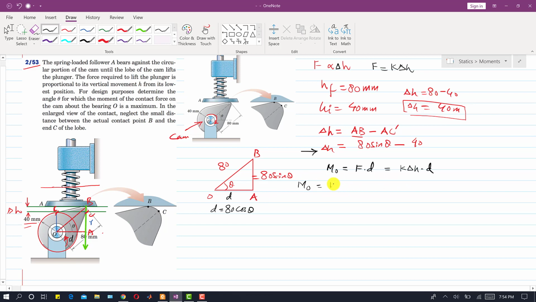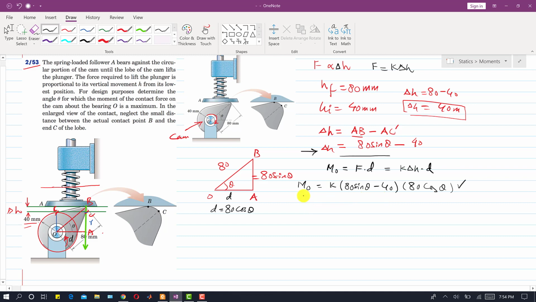This will be K delta H. And what is delta H? This is the general equation. So I will write AT sine of theta minus 40, into AT cos of theta. So this is the general equation of moment in terms of theta, and this is the proportionality constant.